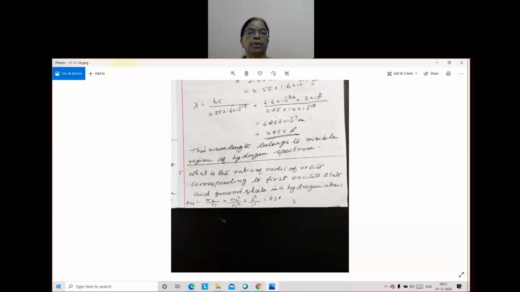What is the ratio of the radii of the orbit corresponding to the first excited state and the ground state in hydrogen atom? Same type, we have done one question. R2 by R1 equal to n2 square by n1 square. First excited state means n2 equal to 2, ground state means n1 equal to 1. So 2 square by 1 equal to 4.